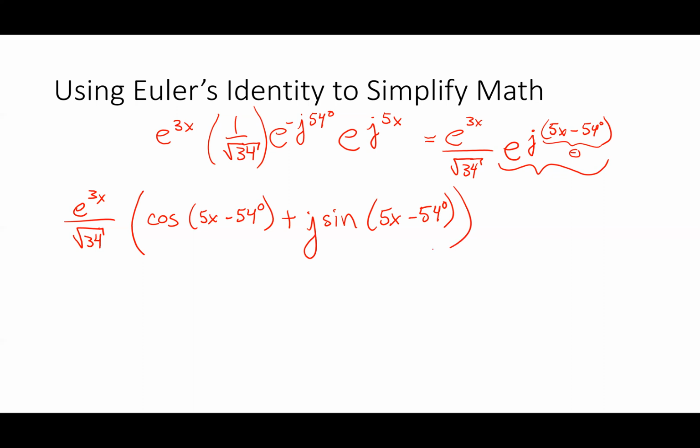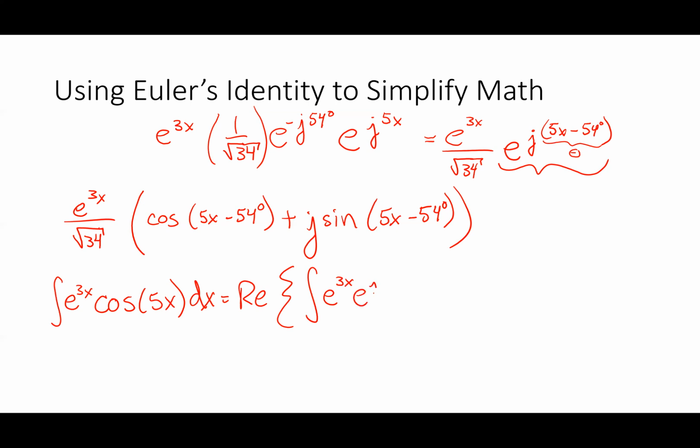Like that. Now, the real final answer we said was, all right, well, we started out with this guy. We said that's the real part of the integral of e to the 3x e to the j 5x. Now, that means it's the real part of the result. When I say it's the real part of the result, it means it's the real part of the thing right above this. So what's the real part of that?